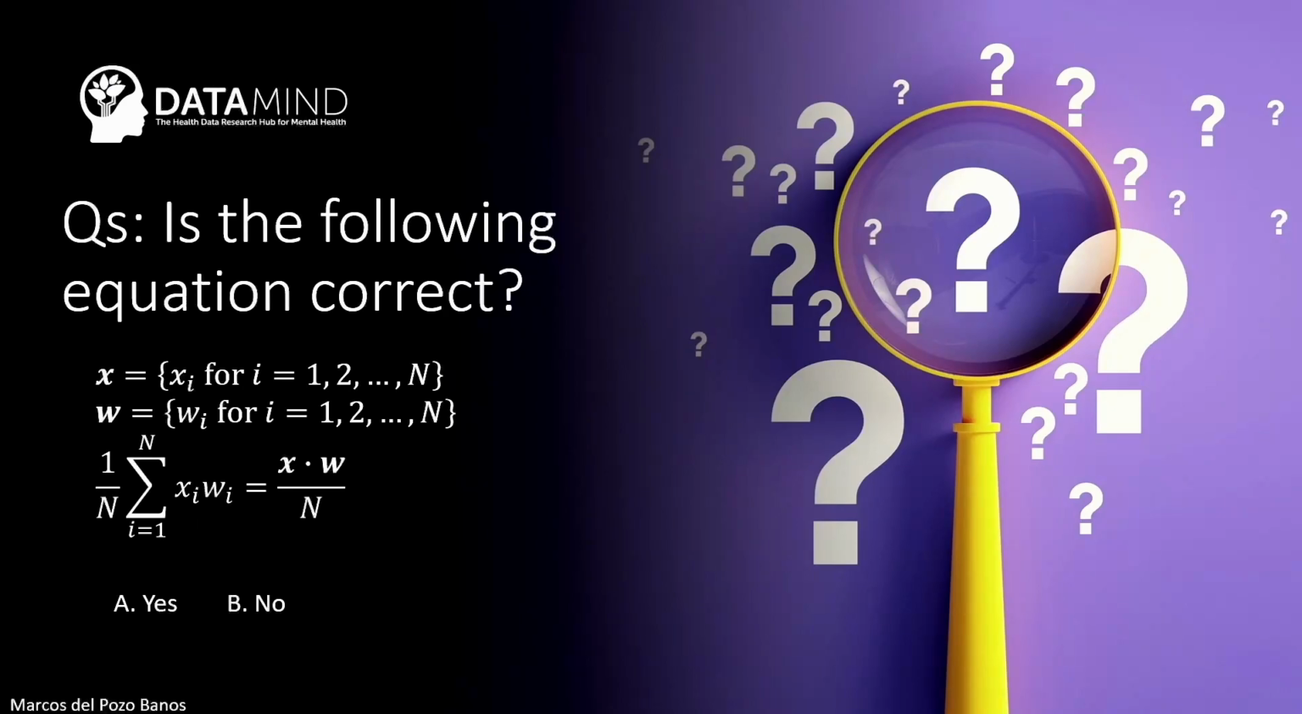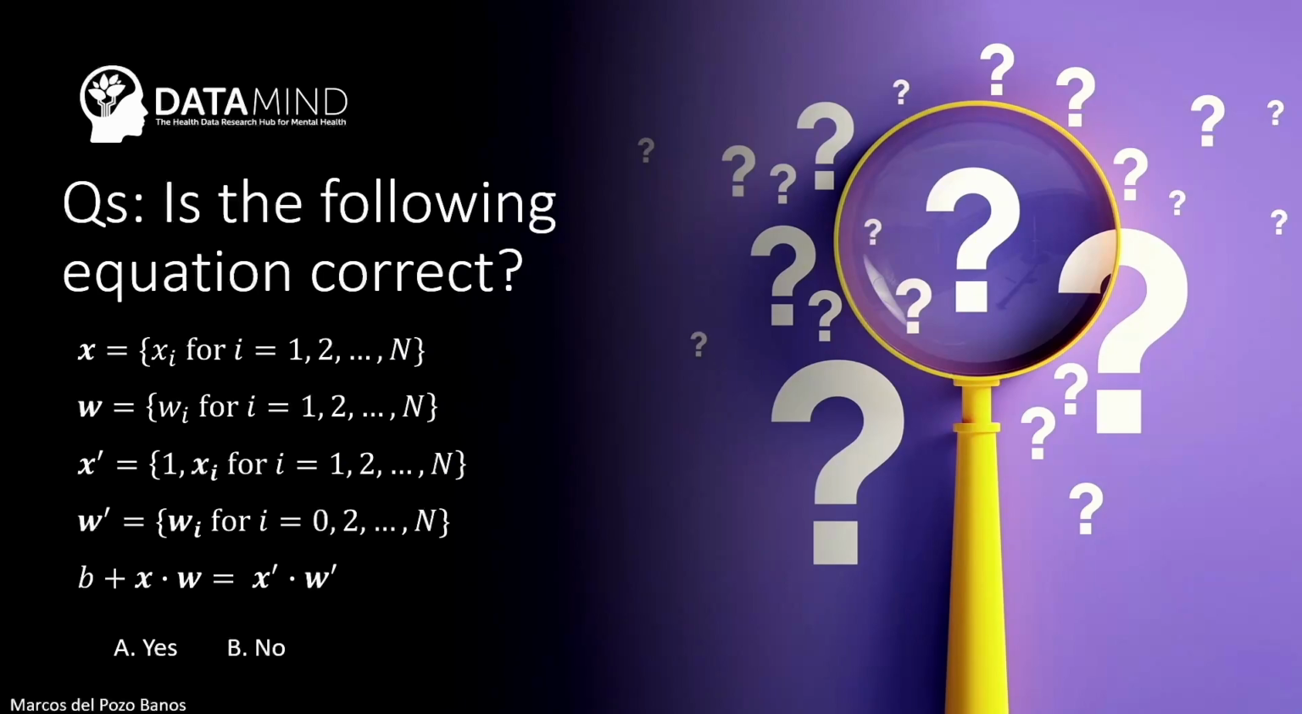So now it's time for you to see whether you have followed and internalized all this notation, and think whether the following equation is correct. And the answer is yes. These two equations are correct because the left-hand side and the right-hand side are equivalent when we use the dot product, or the scalar product, between the two vectors, x and w.